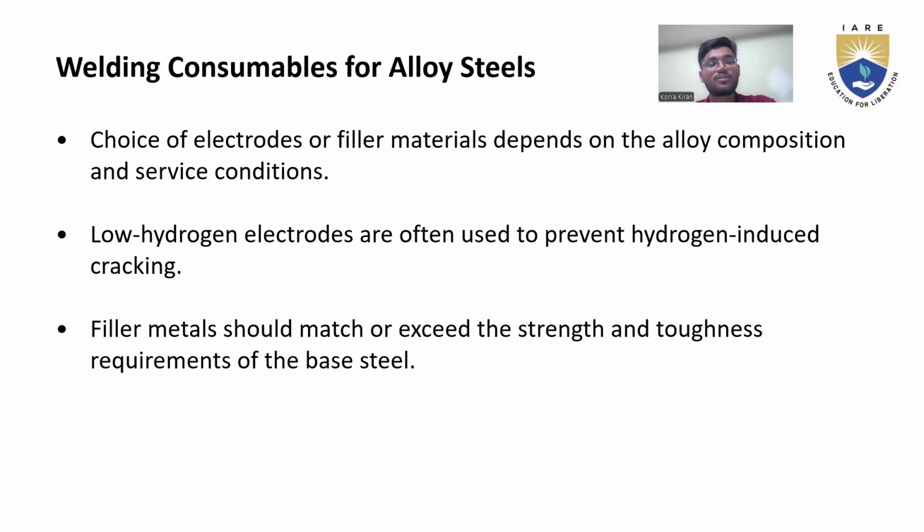Welding consumables for alloy steels. The choice of electrodes or filler materials depends on the alloy composition and service conditions. Low hydrogen electrodes are often used to prevent hydrogen-induced cracking. With low hydrogen electrodes, corrosion is reduced and cracking will not happen on the metal. Filler metals should match or exceed the strength and toughness requirements of the base steel.